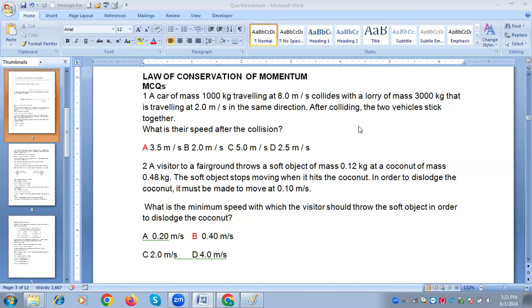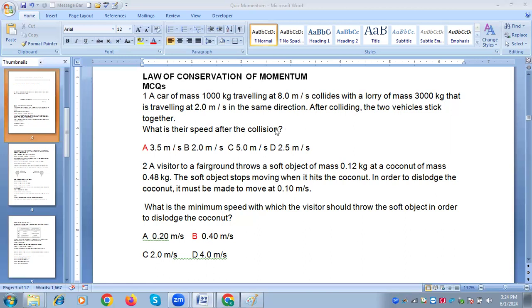So here there are some questions from IGCSE and GCE O levels. The first question is: a car of mass 1000 kg traveling at 8 meter per second collides with a station lorry of mass 3000 kg that is traveling at 2 meter per second in the same direction. So both bodies were traveling in the beginning in the same direction. After colliding, the two vehicles stick together. What is their speed after the collision?